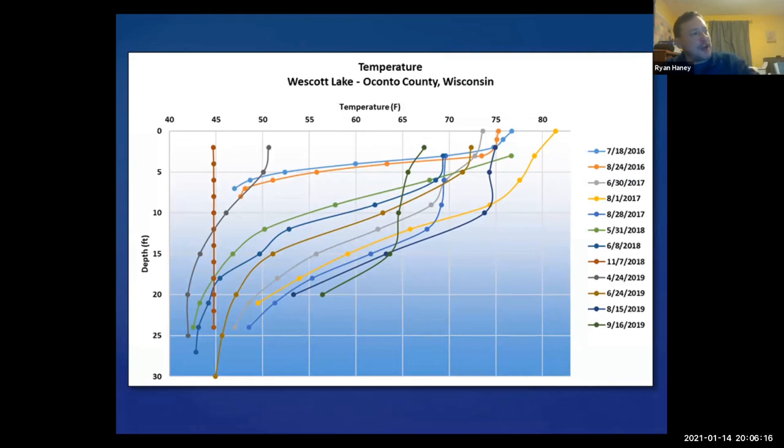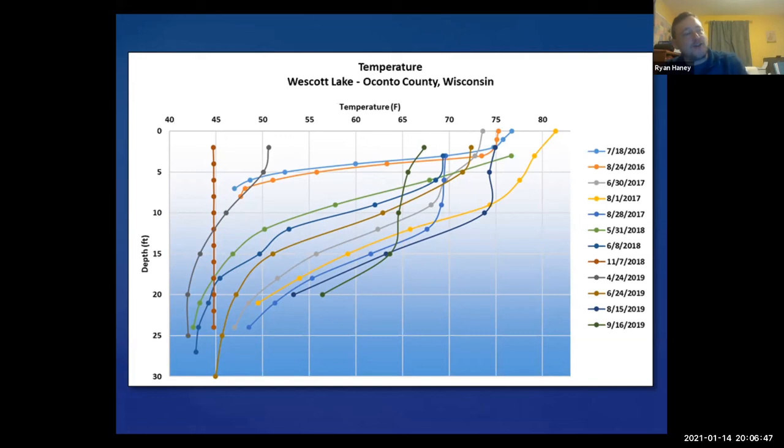And so here's a graph of the different sampling events on Wescott. Each of those colored lines is a different visit to the lake. The way this is oriented is the surface of the lake is at the top, and it goes down with depth, and then we have temperature across the top there. Each time we went out, you can see temperature at the surface typically starts off close to what the air temperature was at the time, as you would expect.